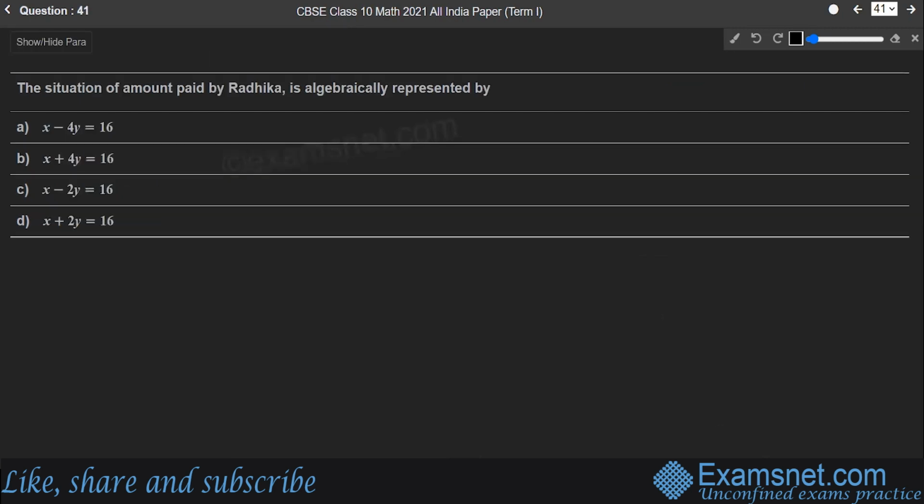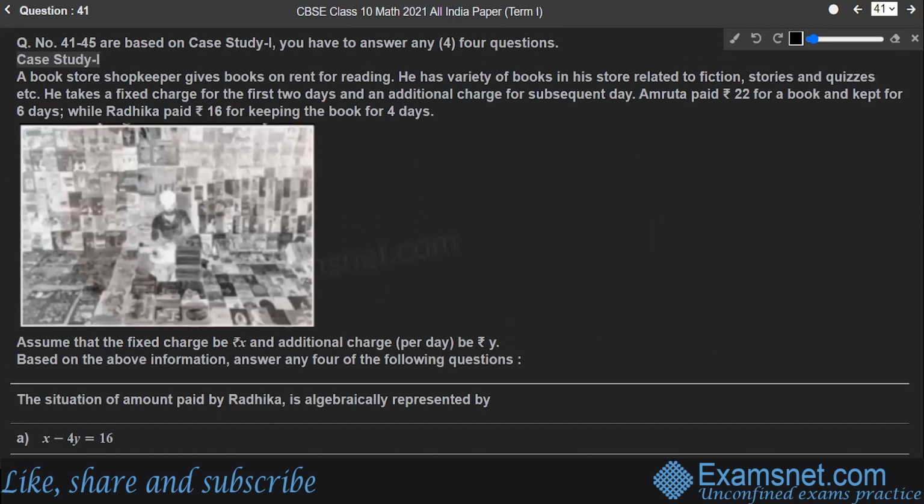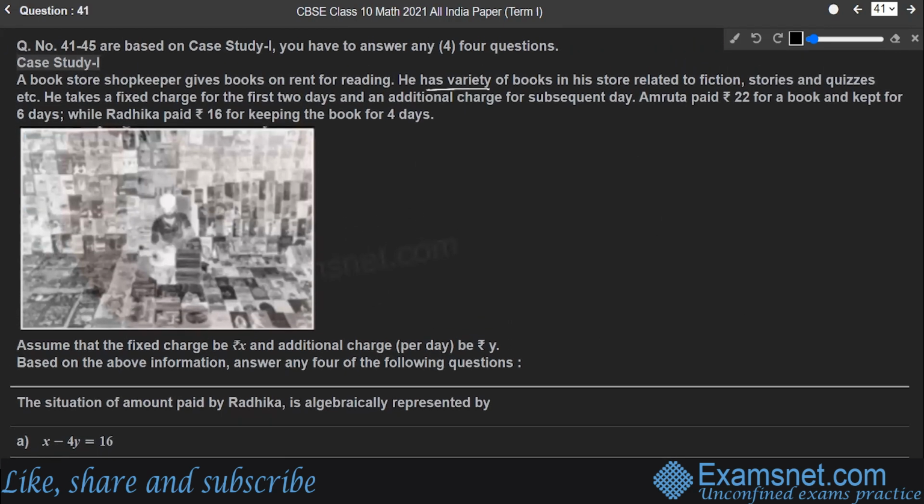Now, the situation of amount. There is a case study given here. The bookstore shopkeeper gives books on rent for reading. He has a variety of books in the store, stories and quizzes, etc. He takes a fixed charge for the first 2 days, and an additional charge for each subsequent day. As many days as you pass after 2 days, so the additional charge will be paid for every subsequent day.